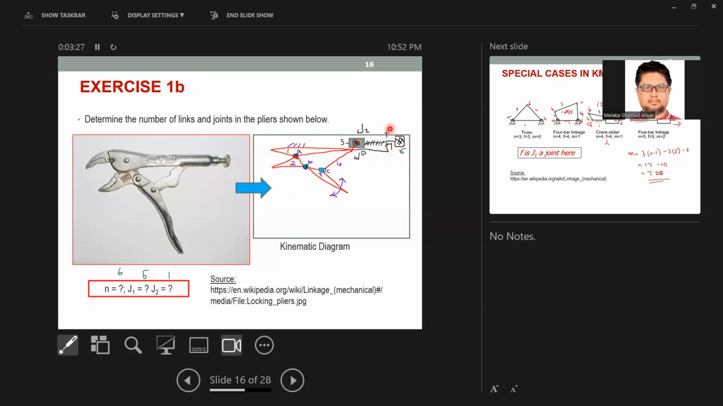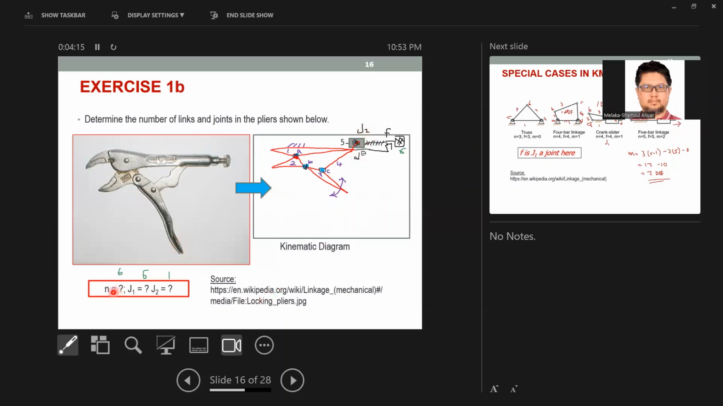So that's a J1, and the screw is point number 6. You label them like this, and then plug in the numbers. So we have 6, and our n is 6, and let's see, our J1, A, B, C, D, E, and F. So if you calculate A through F, it will be 6, A, B, C, D, E, F. So that's 6, and we have one J2.